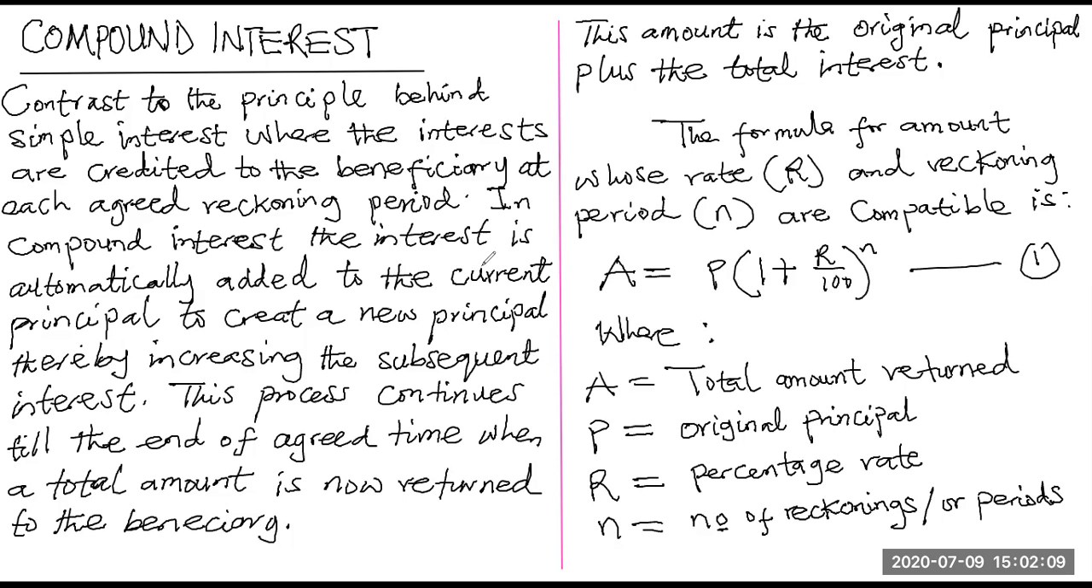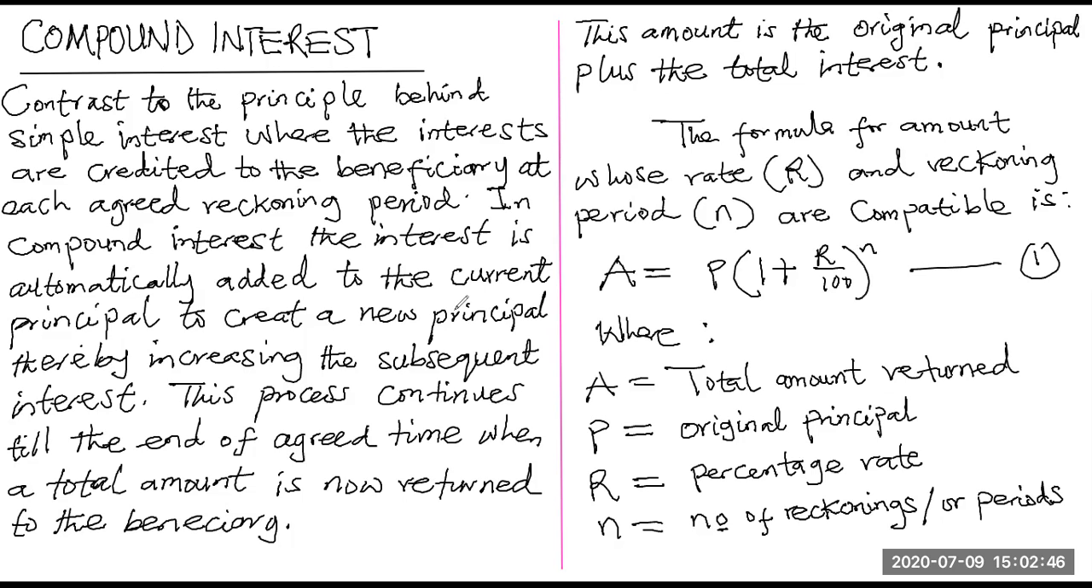But in compound interest, you don't receive a credit alert for the interest that you have made. In compound interest, the interest is automatically added to the current principal. Let's say, for instance, you invested $100 at 10% interest. At the end of each month, 10% interest per month. So at the end of the first month, you're supposed to have 10% as your interest, which is about $10.